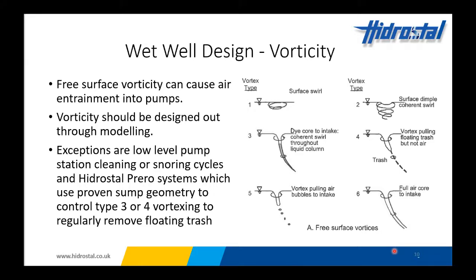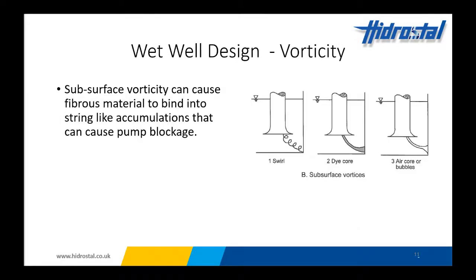Exceptions would be low level cleaning of a pumping station where the pump may perhaps snore, so you will get some air entrainment. And also our own Hidrostal pre-rotation system, which utilizes a proven sump geometry to take control of type 3 and type 4 vortexing to regularly pull floating oils, fats and trash into the pump and therefore out of the pumping station. There are other types of vorticity as well, which can be generated below the level, so subsurface vorticity. These can often have a swirling action, and the effect of that can be to almost weave or bind rags and things into rope, which can cause a problem to pump impellers.